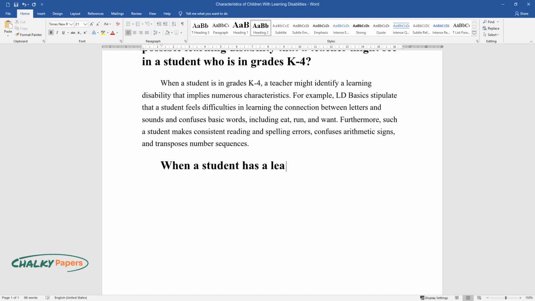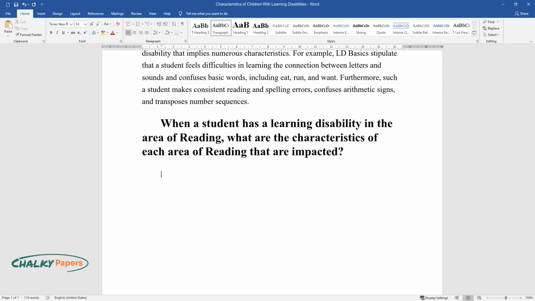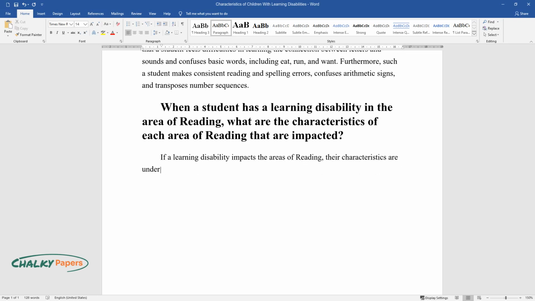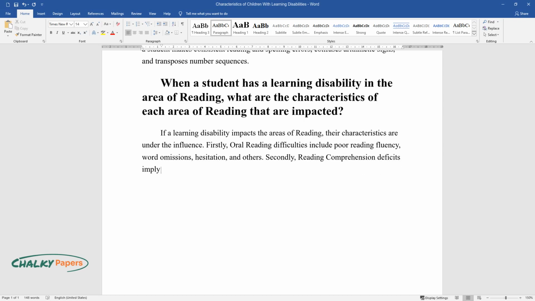When a student has a learning disability in the area of reading, what are the characteristics of each area of reading that are impacted? If a learning disability impacts the areas of reading, their characteristics are under the influence. Firstly, oral reading difficulties include poor reading fluency, word omissions, hesitation, and others. Secondly, reading comprehension deficits imply that students lack skills to understand the meaning of texts.